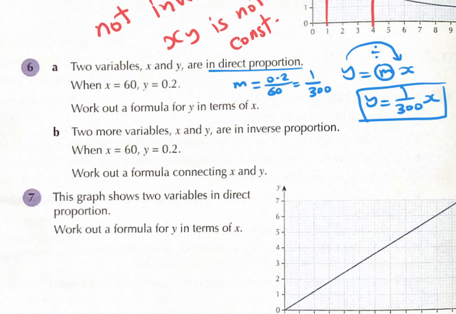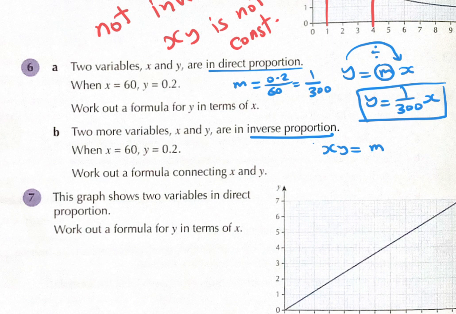So who can find the relation between them? Yes, x times y equals 12, because 60 times 0.2 equals 12. Okay. So for inverse proportion, x times y equals m, where m is a number.